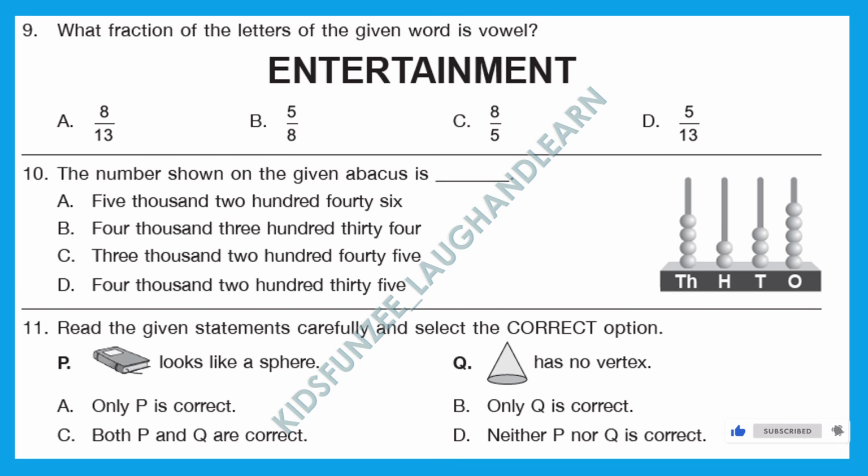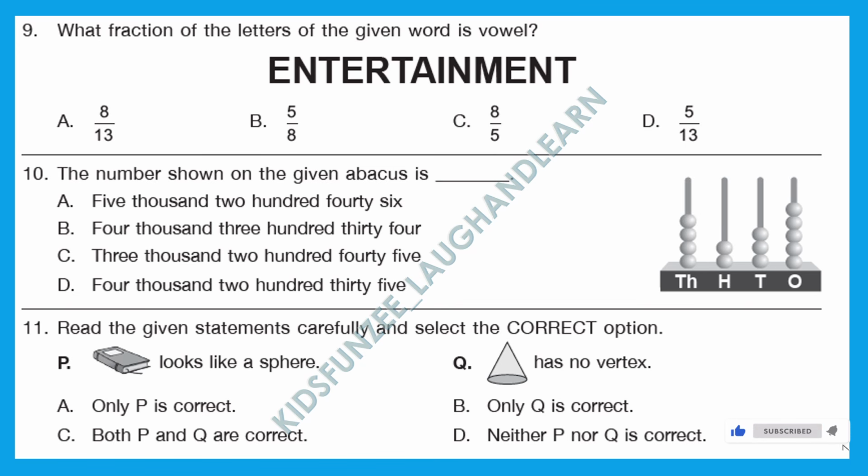Question 9. What fraction of the letters of the given word is vowel? So first of all, we have to count the total letters in this word and then we have to find how many vowels are there. And then we will form the fraction. Let's count the total number. In entertainment, 1, 2, 3, 4, 5, 6, 7, 8, 9, 10, 11, 12, 13. So total letters in entertainment is 13.